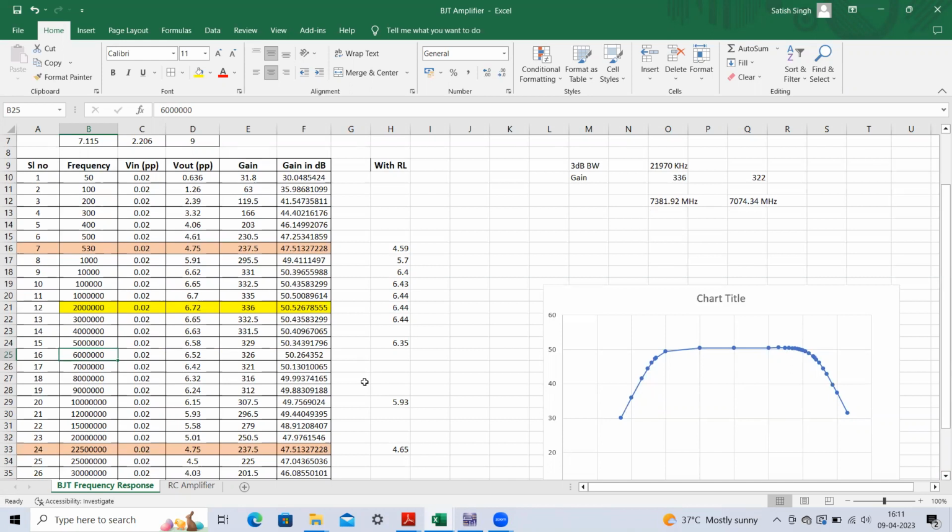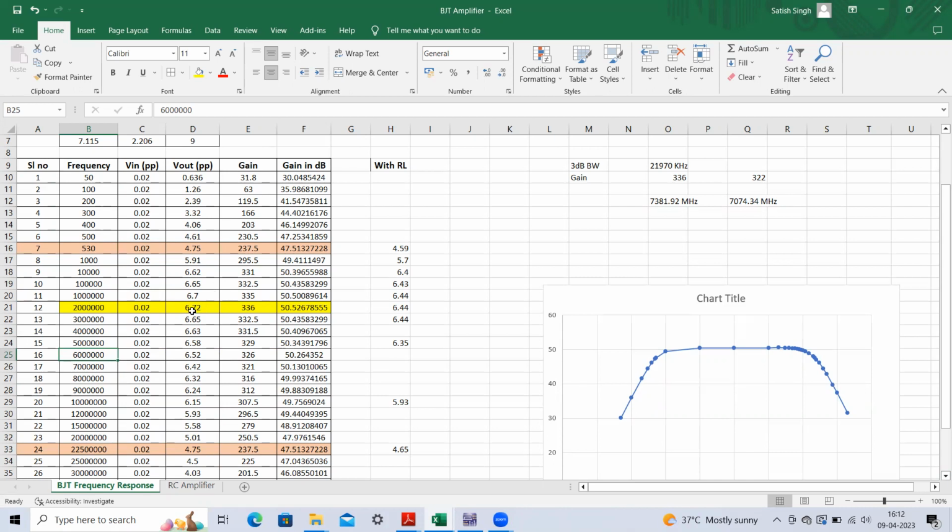Here you can see this is the maximum value, 6.72. This is the mid-band gain. Normally the frequency corresponding to 0.707 times the mid-band gain will become the 3 dB cutoff frequency. This is the lower side and this is the upper side. Because this is the maximum gain, it comes at the middle, somewhere around 2 megahertz.